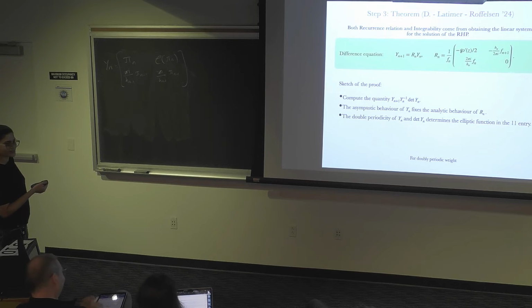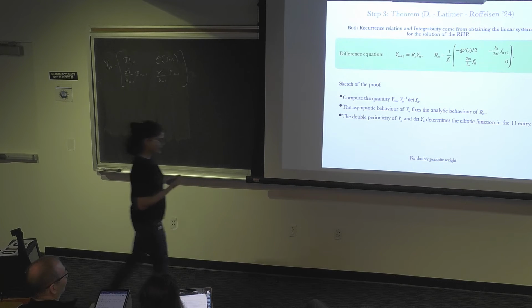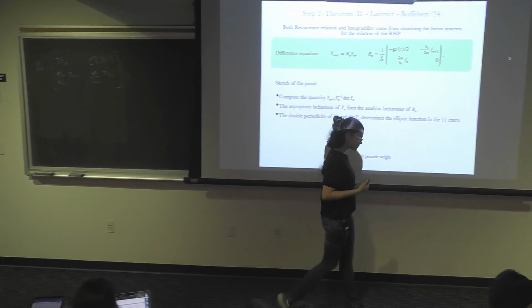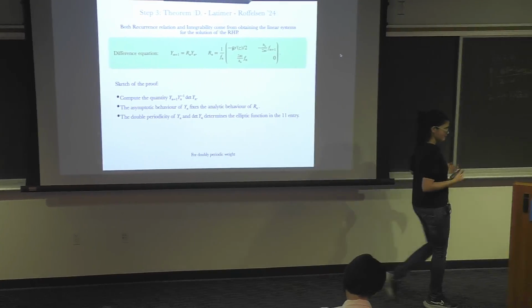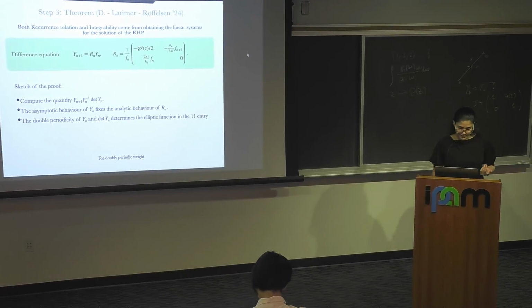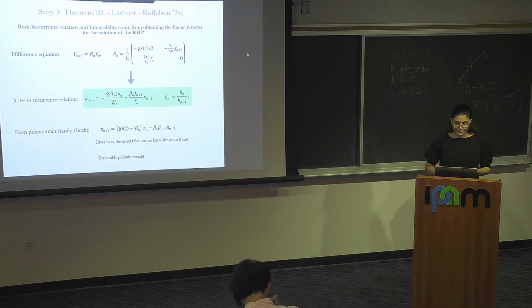And so you're left with just understanding what 1, 1 looks like, and you can see that it goes as 1 over z cubed, and that is p prime, because we have double periodicity. Okay, great. We have Rn.